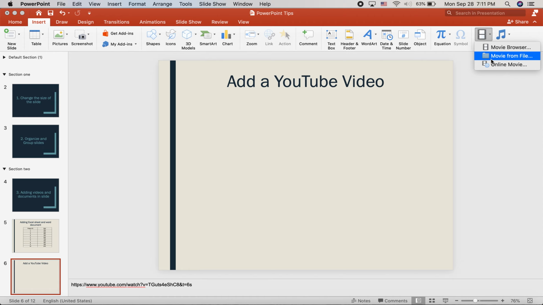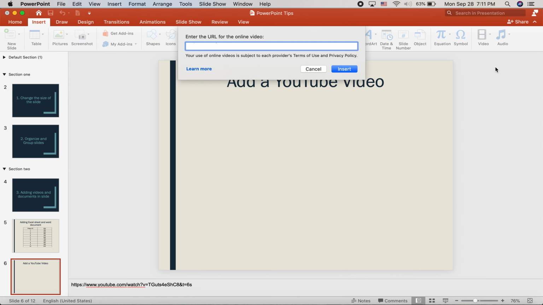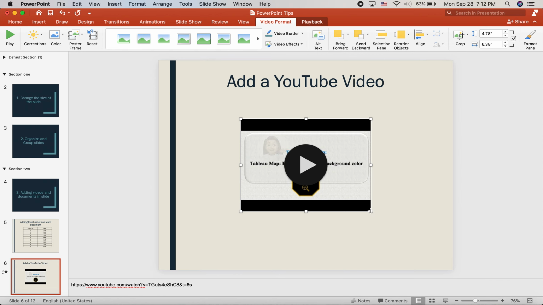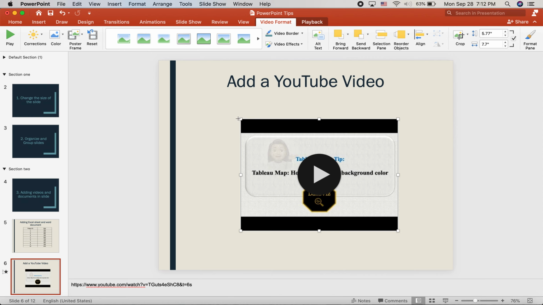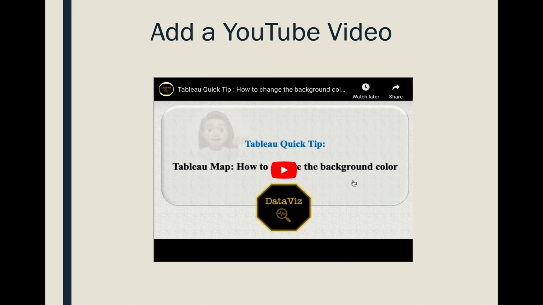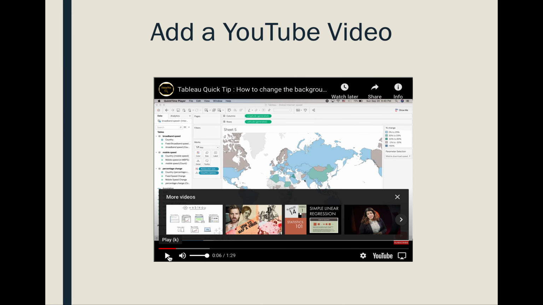You can select movie from file, which will allow you to select the file that you have saved on your computer, or you can just click on online movie, add the URL, and it's already added, but I think it's not displaying yet. Let's click on insert, and that's how your YouTube video is added onto your slide. Now if you want to see how you can play your video onto the slide, go to the slideshow, and all you have to do is just click on the play button and your slide will start playing.